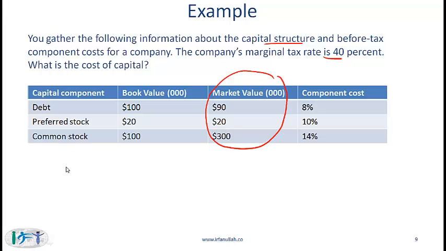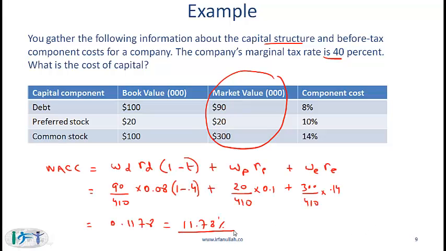So to do a cost of capital calculation, which hopefully you are getting comfortable with, we need to come up with our weightages and then multiply by the component cost. Here is what you should get.